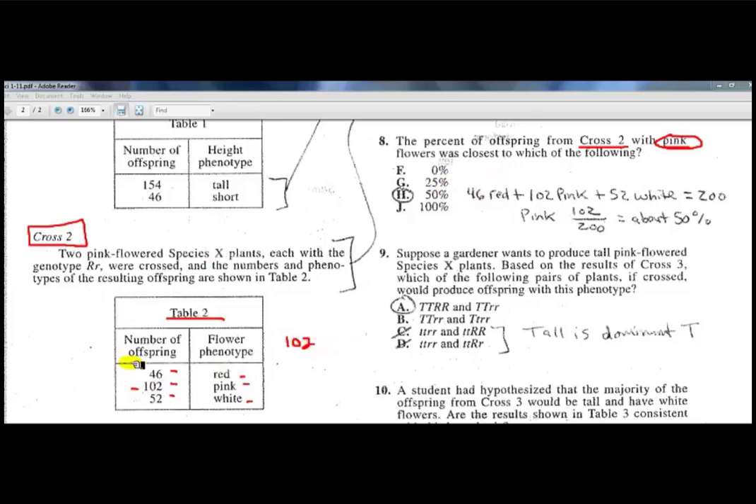were there total. That means 46 plus 102 plus 52 is 200 total, and 102 of the 200 were pink. 102 divided by 200 is roughly 50%. That will give you the correct answer of H for problem 8.